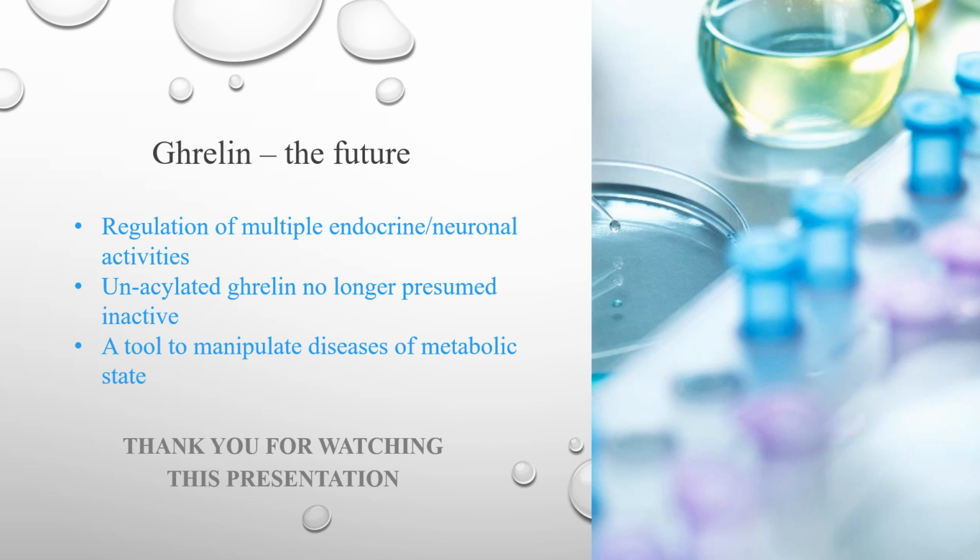The previously presumed inactive form, that is unacylated ghrelin, has now been demonstrated to also play a role in endocrine neuronal activity. With continued research, new tools may be discovered to enable manipulation of this hormone to aid in the control of diseases of metabolic states, such as obesity and Prader-Willi syndrome.